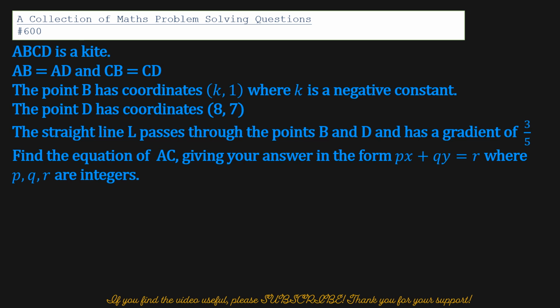ABCD is a kite. AB equals AD and CB equals CD. The point B has coordinates (k, 1), where k is a negative constant. The point D has coordinates (8, 7). The straight line L passes through the points B and D and has a gradient of 3/5.